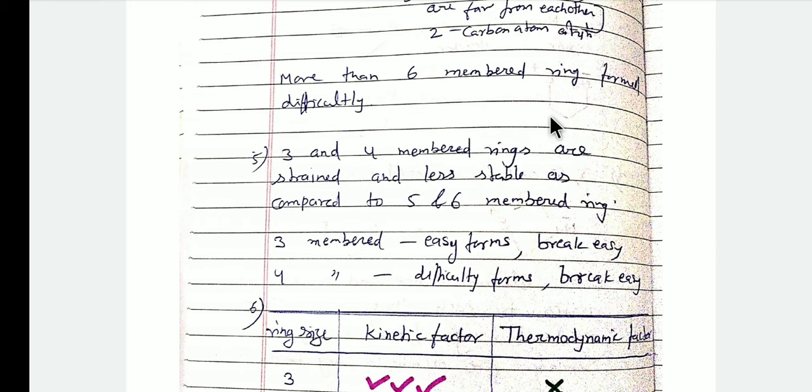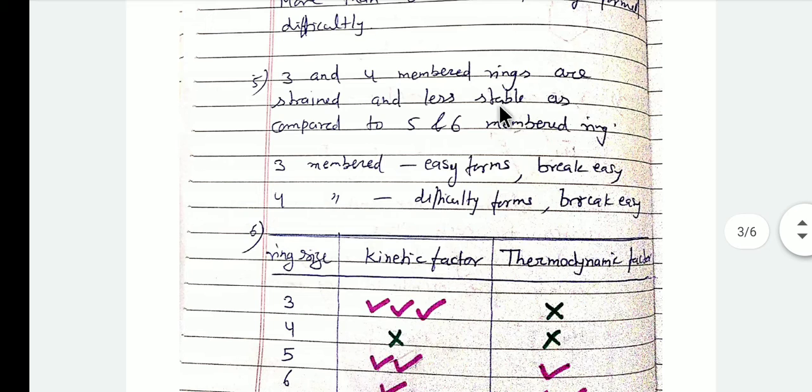Among the 3, 4, 5, 6 membered rings, the 3 and 4 membered rings are strained and less stable as compared to the 5 and 6 membered rings. The 3 membered ring forms easily and breaks easily, and the 4 membered ring forms very difficultly and breaks very easily. There are some factors which govern the formation of the ring, that is the kinetic factor and the thermodynamic factor.